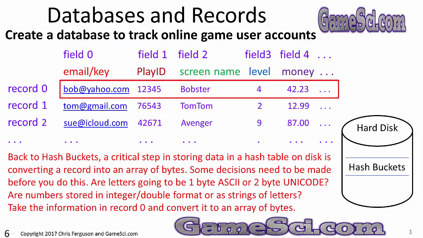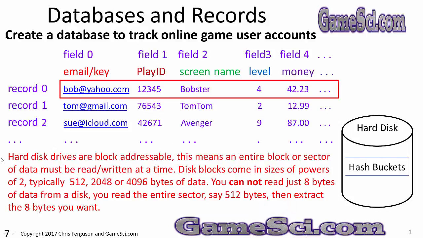Back to hash buckets. A critical step in storing data in a hash table on disk is converting a record into an array of bytes. Some decisions need to be made before you do this. Are letters going to be 1 byte ASCII or 2 byte Unicode? Are numbers stored in integer or double format, or as strings of letters? Take the information in record 0 and convert it to an array of bytes. Whether these bytes are converted as an integer or a string of letters, that's up to the designer. But do decide before you start.